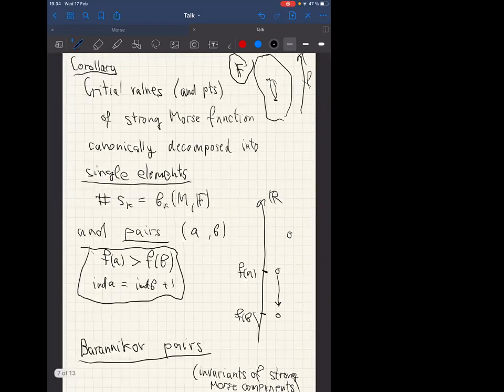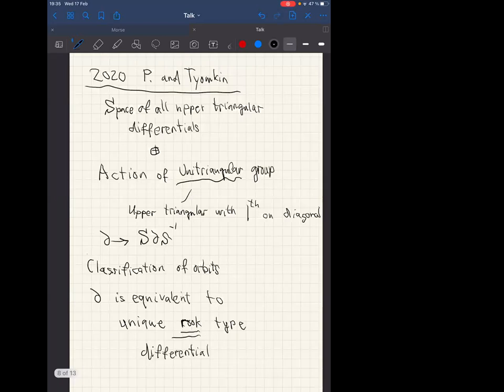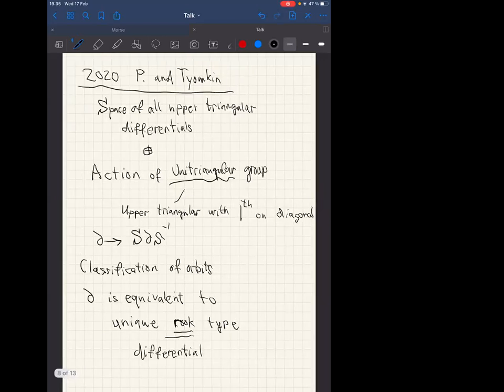And that result has many interesting applications. It was initially applied to a problem of Morse theory of a function on a cylinder, m times segment. Okay, and now I will continue.